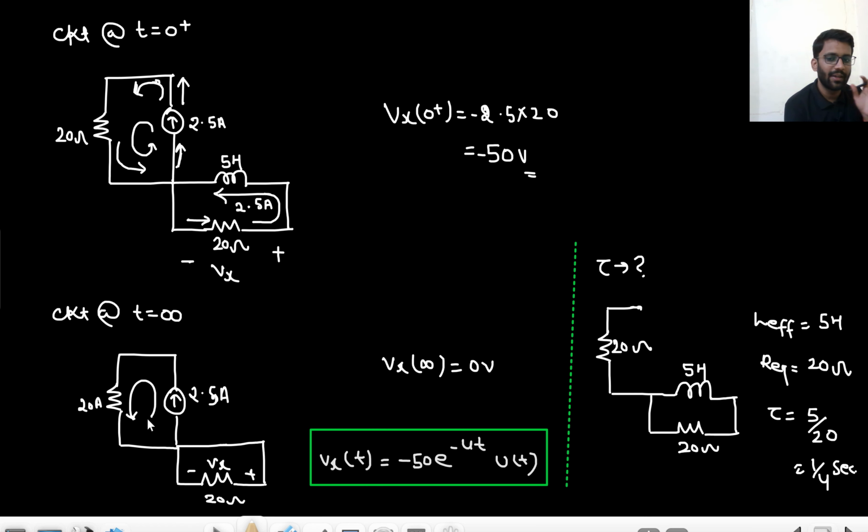Okay, so this will be my voltage, minus 50 e to the power minus t upon tau. Now I need to find tau. So how will I find tau? The inductor, the current source will be open circuited, so the 20 ohm will go out of the action. So across the 5 ohm, 5 Henry, I have only R equivalent, that is 20 ohm. So my tau will be 5 by 20, that means 1 by 4 second. So my Vx(t) would be minus 50 e to the power minus 4t.